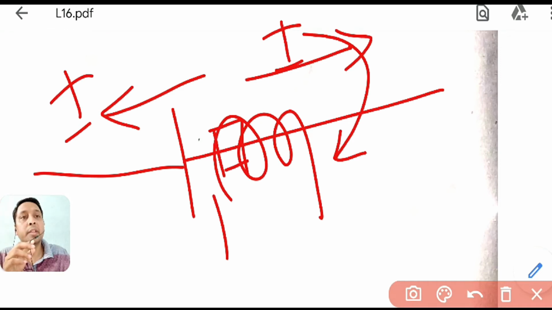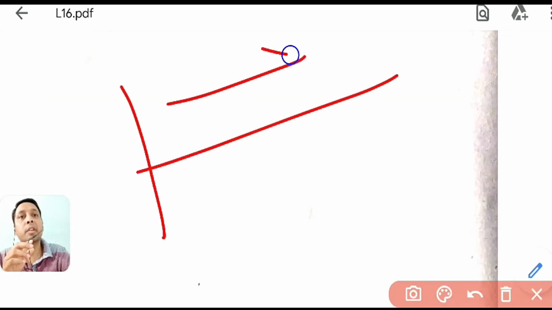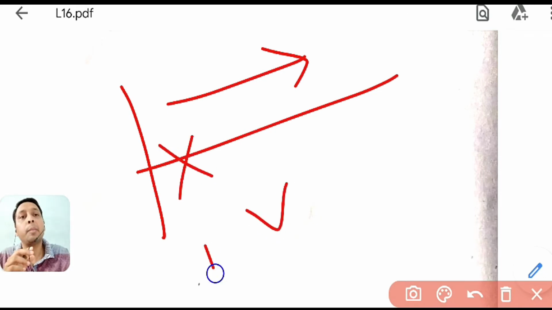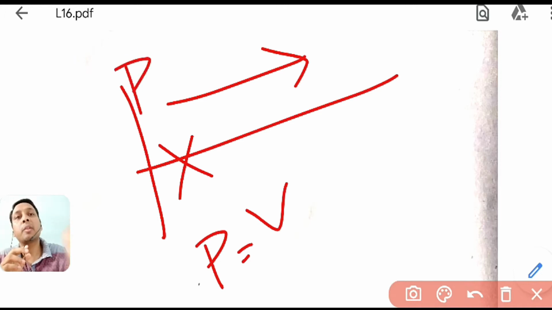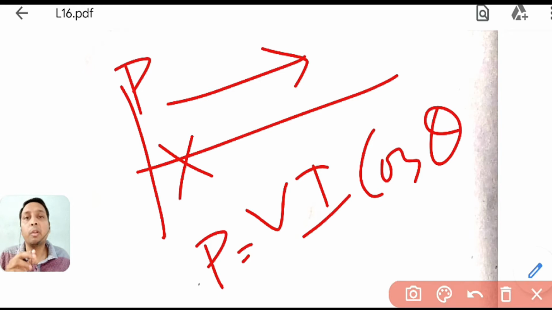Suppose I am sensing in this direction. Which direction am I sensing? Suppose this direction current I am sensing. It depends on me. So this is my positive direction power, VI cos theta. When will cos theta remain positive? When is cos theta positive? In the first and fourth quadrant.